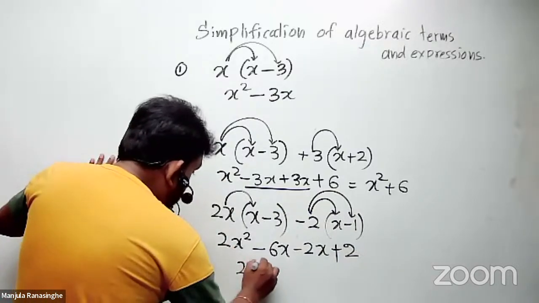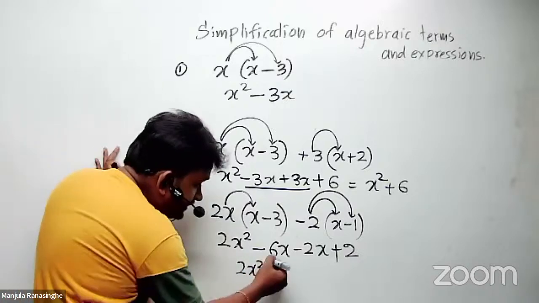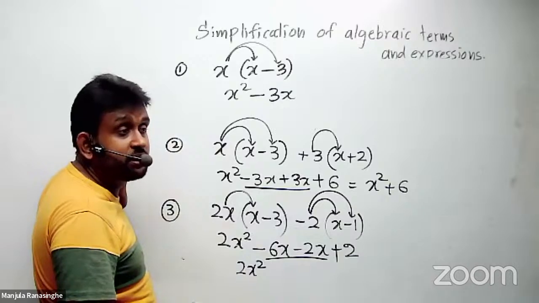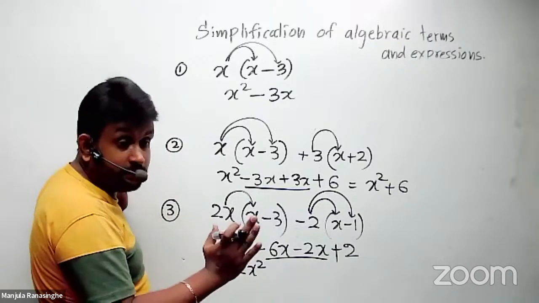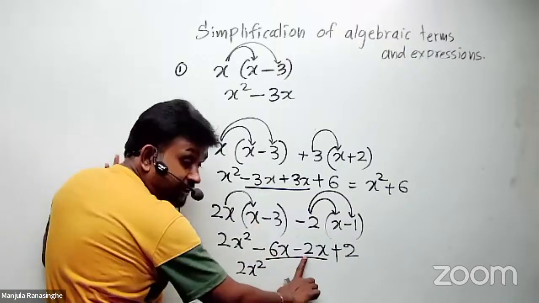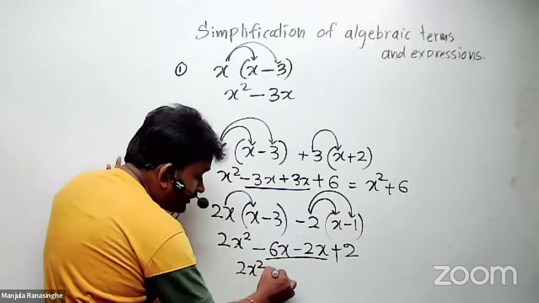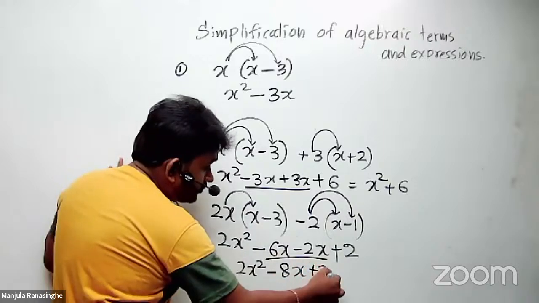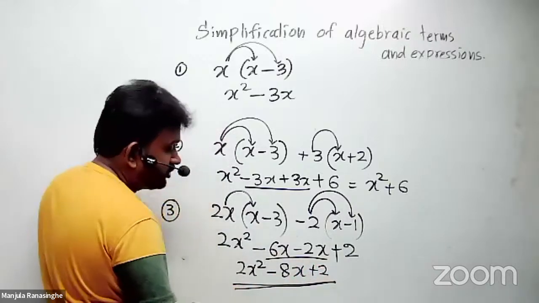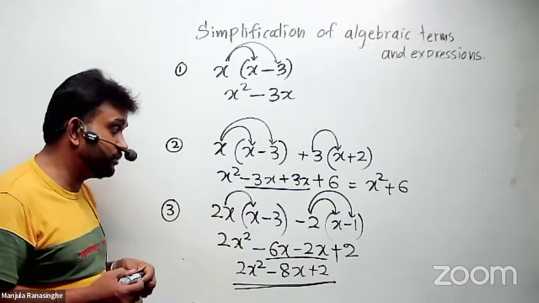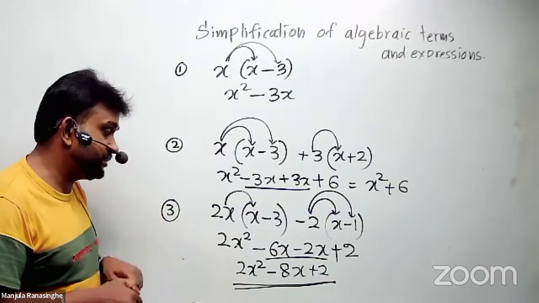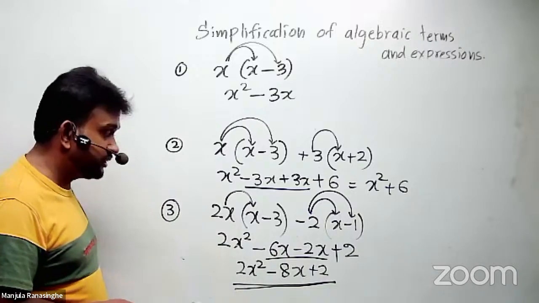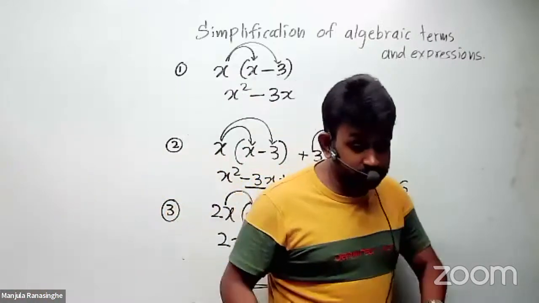Now you have the like terms, simplify these together. So 2x squared, and here these are the x terms, negative 6x, negative 2x. If the signs are the same, you can add these two terms. Negative 6, negative 2, adding together gives you negative 8x. And here we have positive 2. So 2x squared, negative 8x, plus 2. Fine. Now you can write these simplifications.